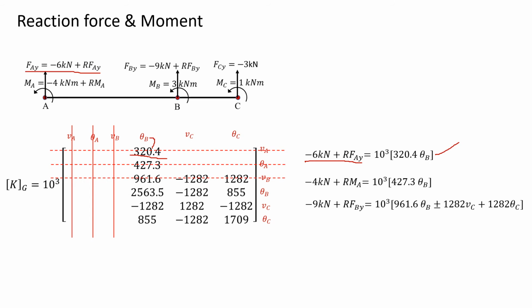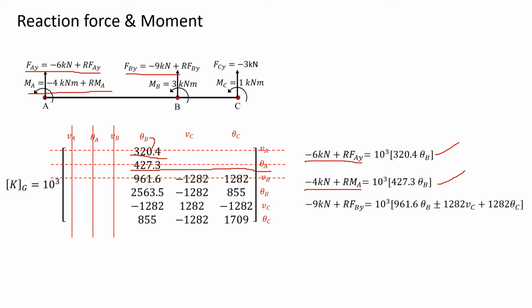For the moment at point A, we have to refer to this second line using the theta A equation and refer back to our loads. For this one, at point A, we have MA equal to negative 4 kilonewton plus reaction moment A. So that's why we have this here. This negative 4 kilonewton is coming from the distributed loads. By using this equation, we can solve for the reaction moment.